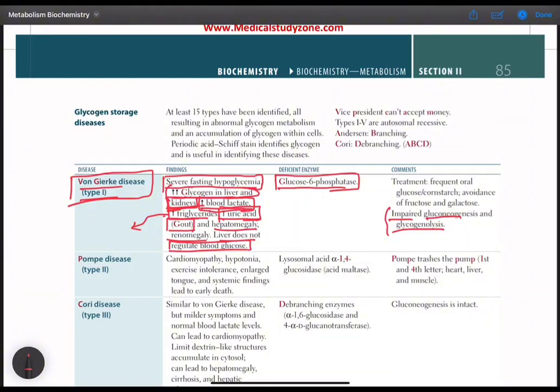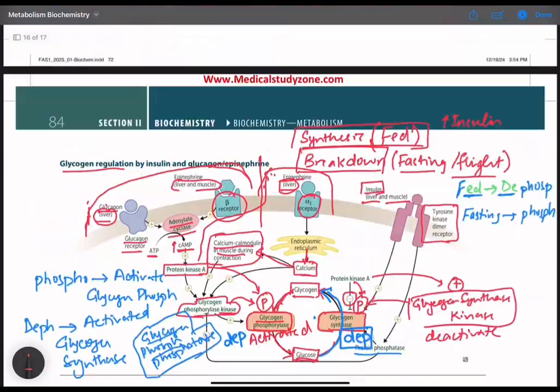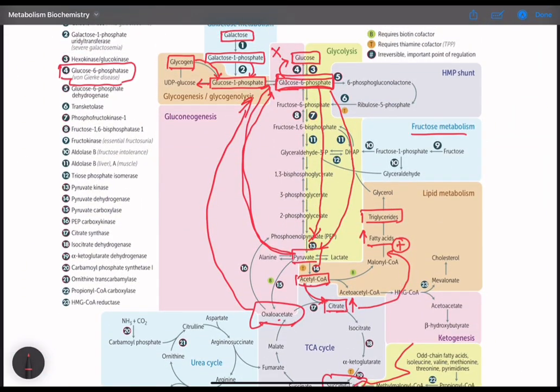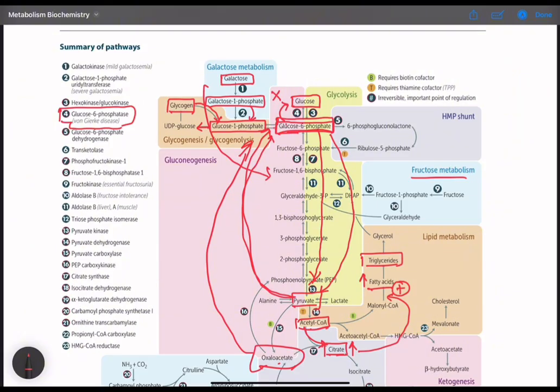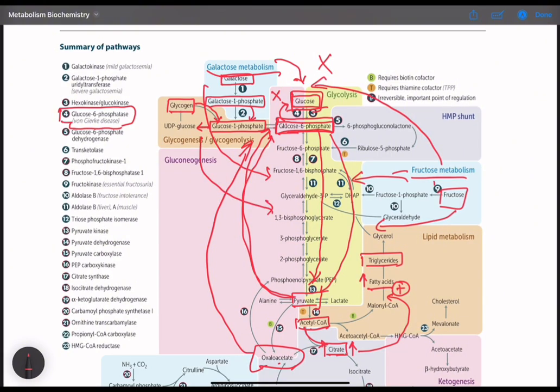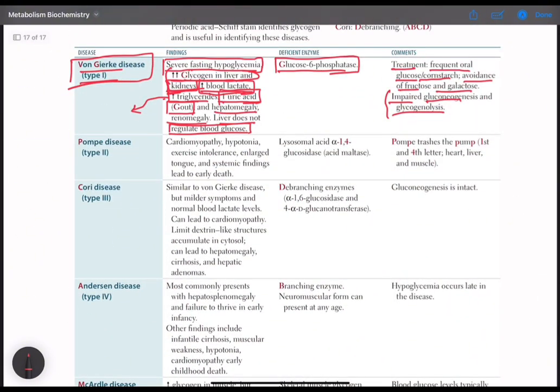For treatment, these patients require frequent oral glucose because their body cannot synthesize its own glucose, as well as cornstarch, which is a delayed or slow absorbing glucose. One also has to avoid fructose and galactose. The reason is that fructose as well as galactose feed into these pathways, but they cannot be converted into glucose because the last step is disrupted. So they will feed into these pathways and worsen the condition of the patient. This was all about von Gierke disease.